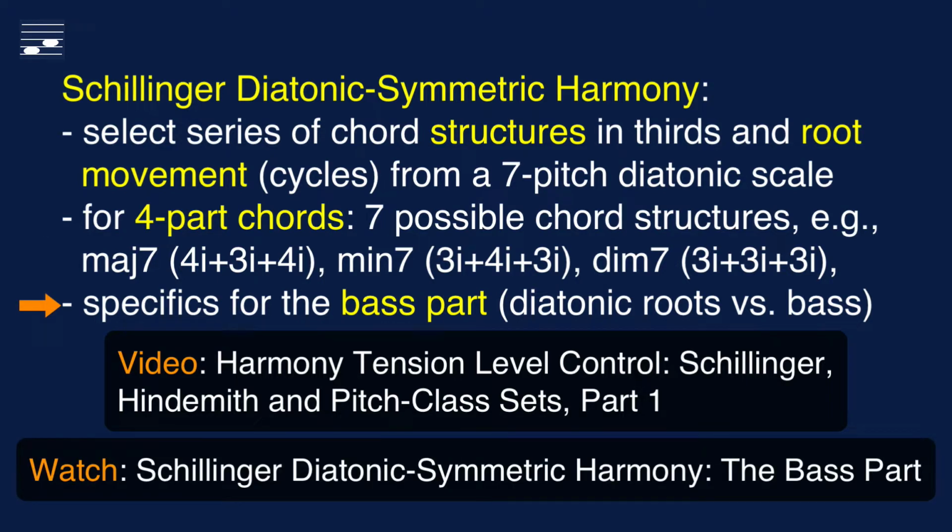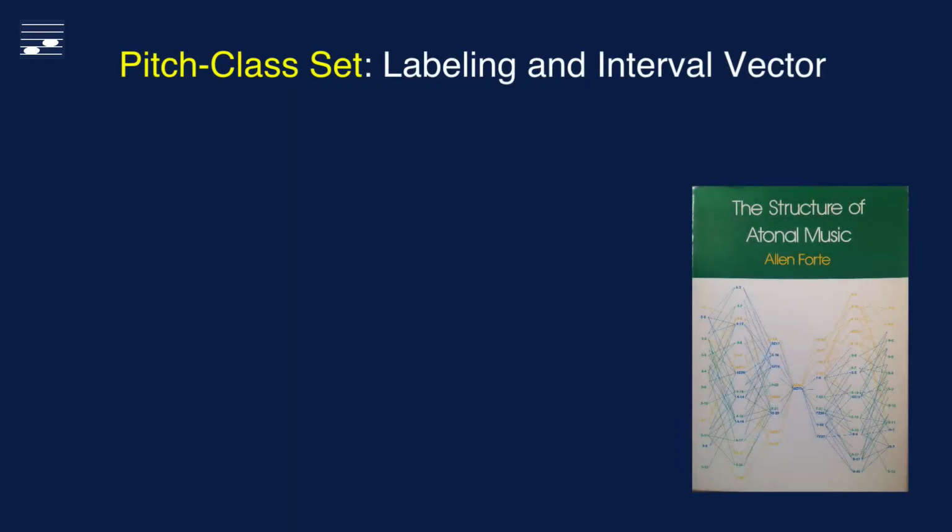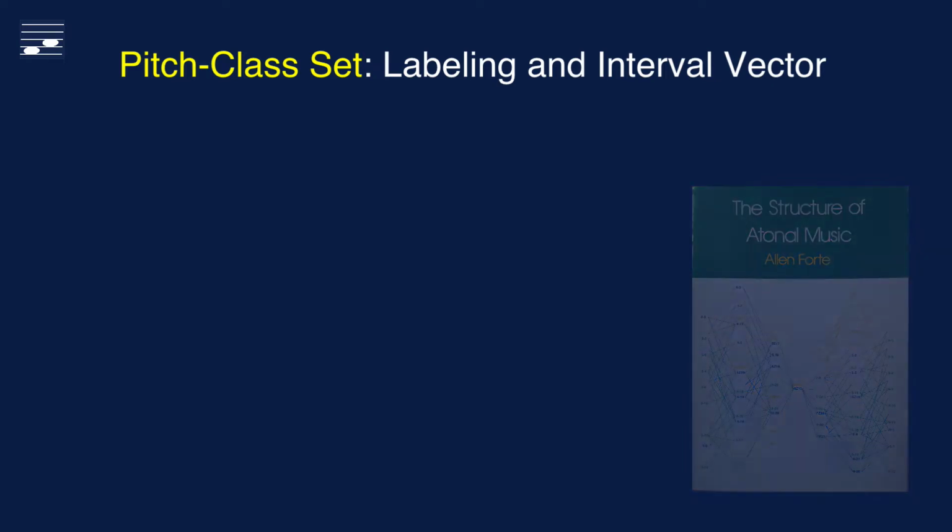Writing the bass part, we have to decide on either diatonic chord roots or a fully diatonic bass part, an aspect discussed in a separate tutorial where the consequences of inverted position chords and the use of passing 6th and 6/4 chord groups was discussed. We may expand the pool of chord structures by inspecting the properties of pitch class sets.